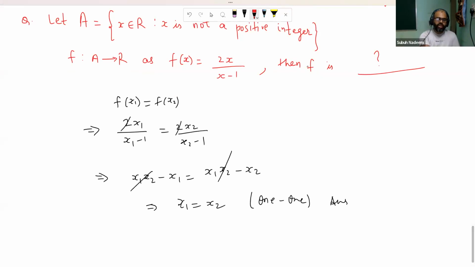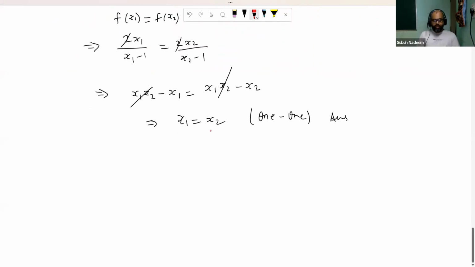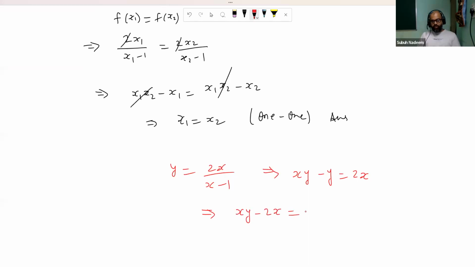So you take f(x) as y. So y will be equal to 2x by x minus 1 as it is given. Then you cross multiply. You should also suggest, even if you tell something wrong, it is okay, but you should also interact so that we will have clarity on how to correct anything which is not being understood properly.